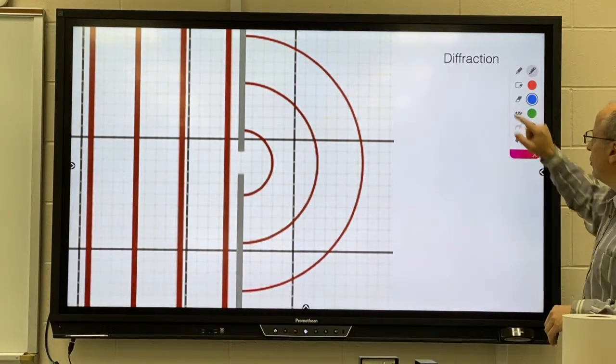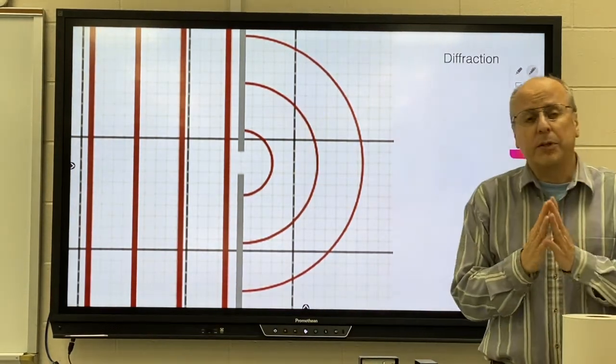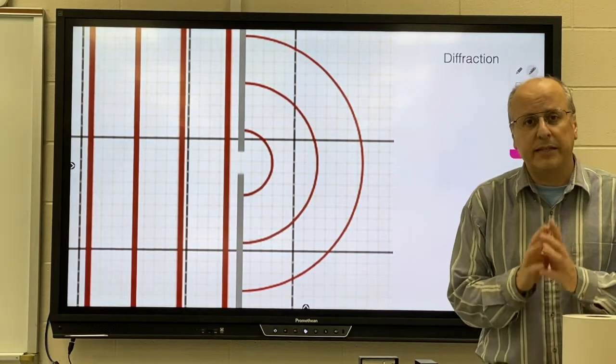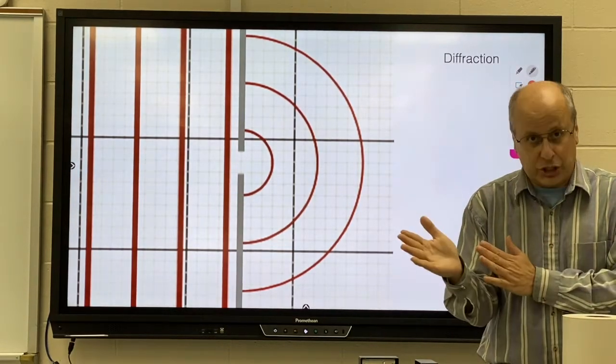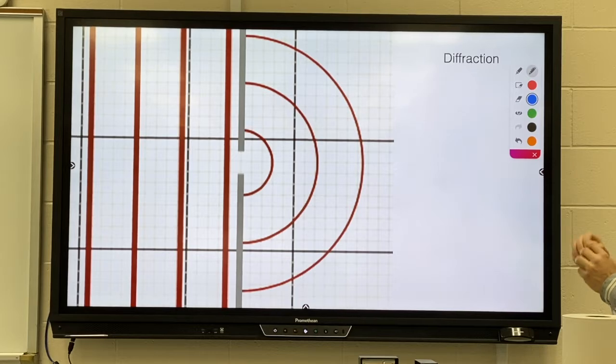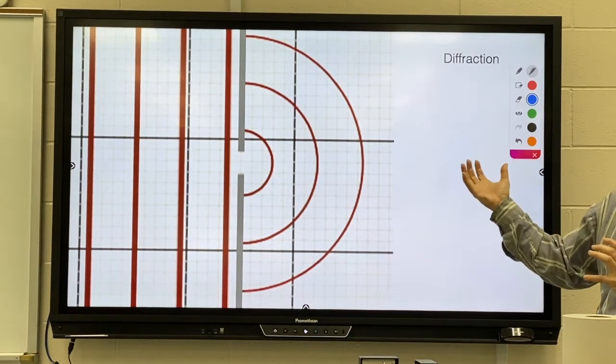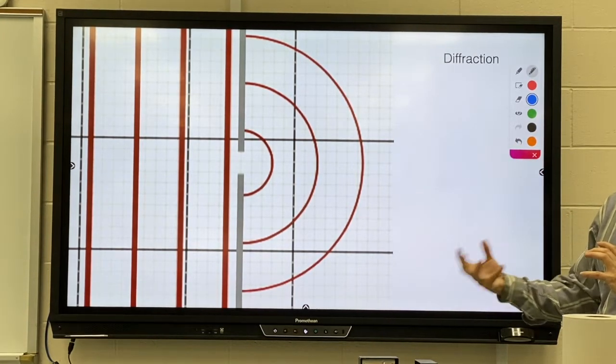Today we'd like to introduce you to a new term, something that's super important in science. It's a phenomenon known as diffraction. Diffraction refers to the spreading out of waves after passing through a narrow opening.